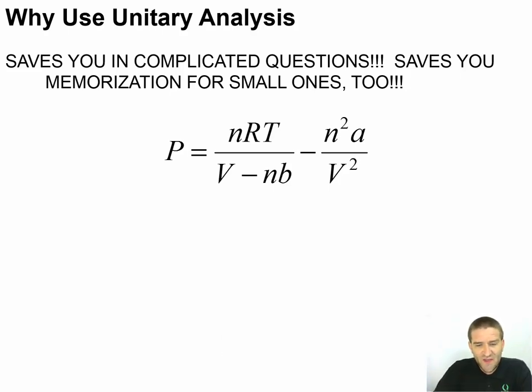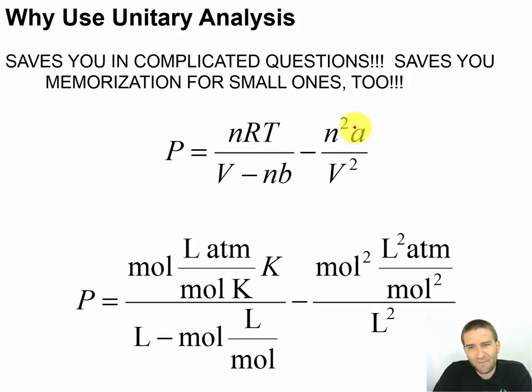So suppose that we were to set up the units for this. This is actually something related to the ideal gas law. It's pressure equals the number of moles of gas, a constant, the temperature, and then a bunch of other things that also include volume and some correction factors. Now, let's take a look at what happens when I stick in all the units for that.